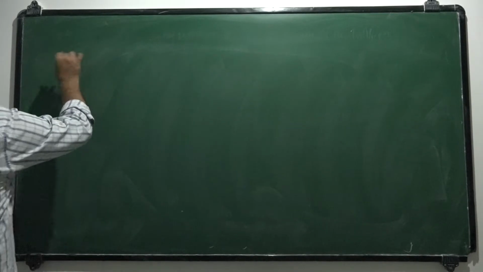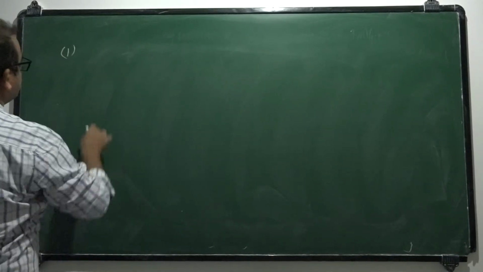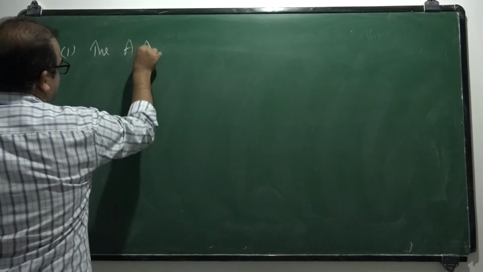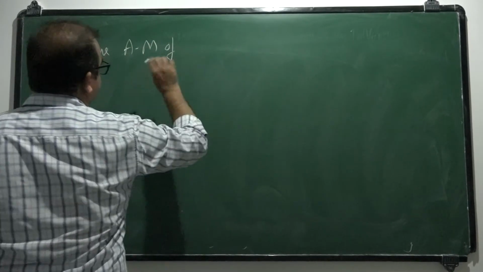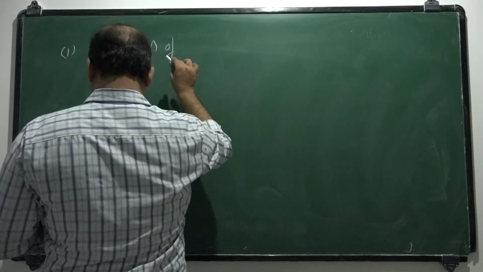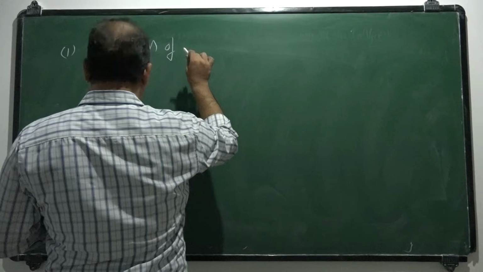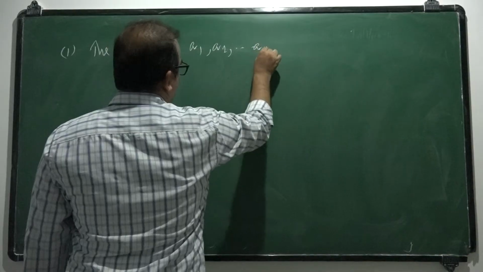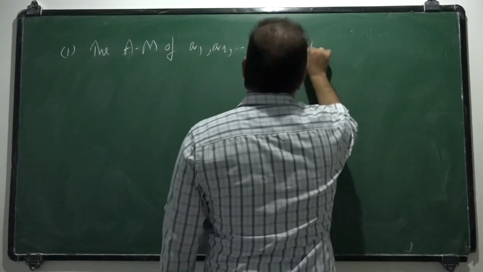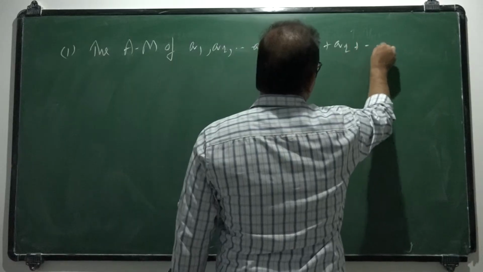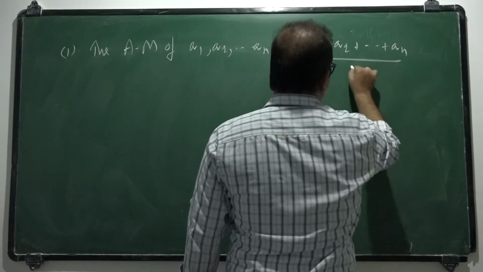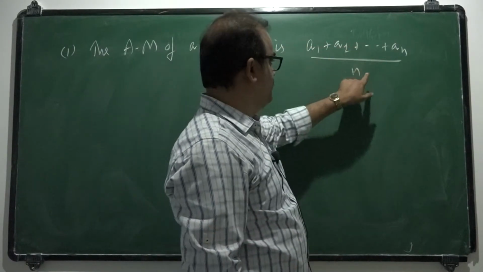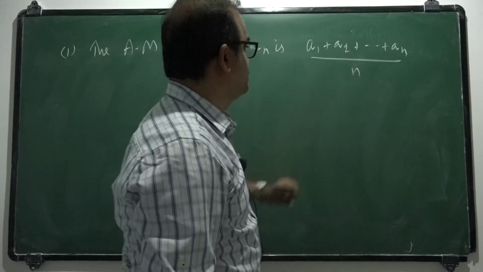Similarly, you take one note here. The arithmetic mean, AM, of n numbers A1, A2 and so on AN is A1 plus A2 plus so on plus AN by n. Arithmetic mean of n numbers is sum of the n numbers by number of terms n.